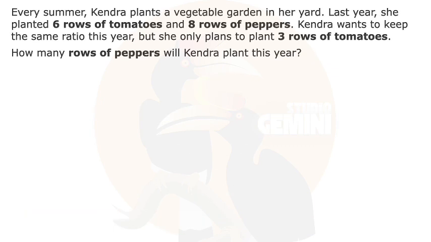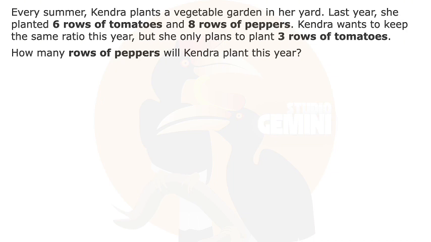Let's look at another example. Every summer, Kendra plants a vegetable garden in her yard. Last year, she planted 6 rows of tomatoes and 8 rows of peppers. Kendra wants to keep the same ratio this year, but she only plans to plant 3 rows of tomatoes. How many rows of peppers will Kendra plant this year?